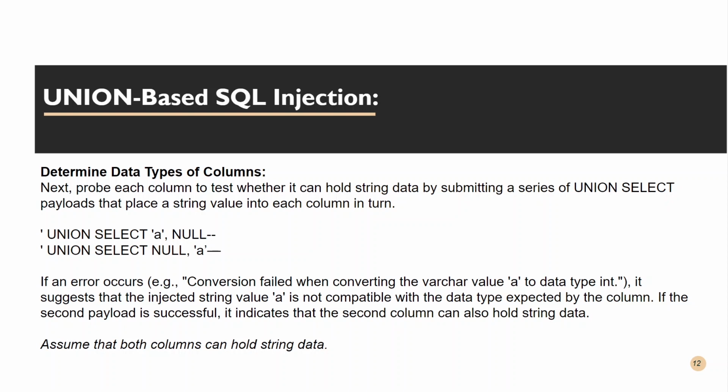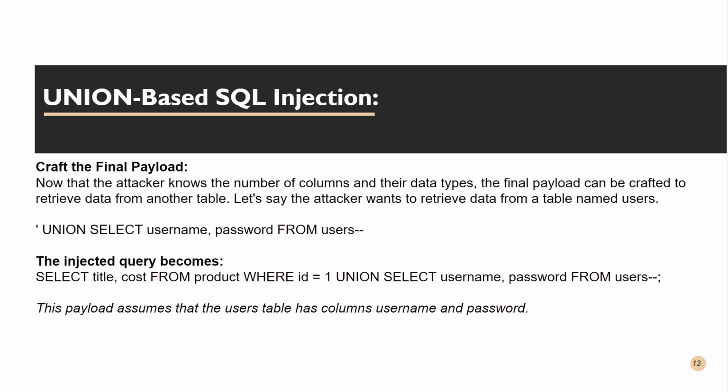Let's assume that both columns can hold string data. So we have the first column holding string information, the second column also holding string information. Then now we can craft the final payload. So let's say our payload is this way. We're going to break from the initial query. Then we use the union select statement to select username and password from another table, which is the users table. Then we comment out the other part of the query.